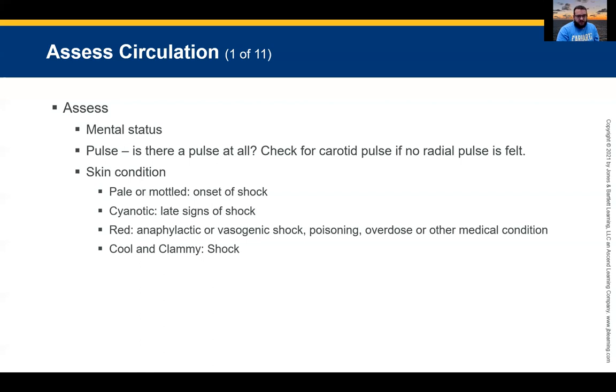Are they pale or mottled? That is an onset of shock. That is a telltale sign. They are cyanotic, which is a late sign of shock. Now, are they red? That is anaphylactic or vasogenic shock. I know y'all don't know the difference. It's okay, we'll get there. Potential poisoning, like carbon monoxide poisoning, overdose, or other medical condition may cause the redness of the skin. Or are they just cool and clammy and you're like, something's wrong? That's also a sign of shock. Let's go into a little bit more.